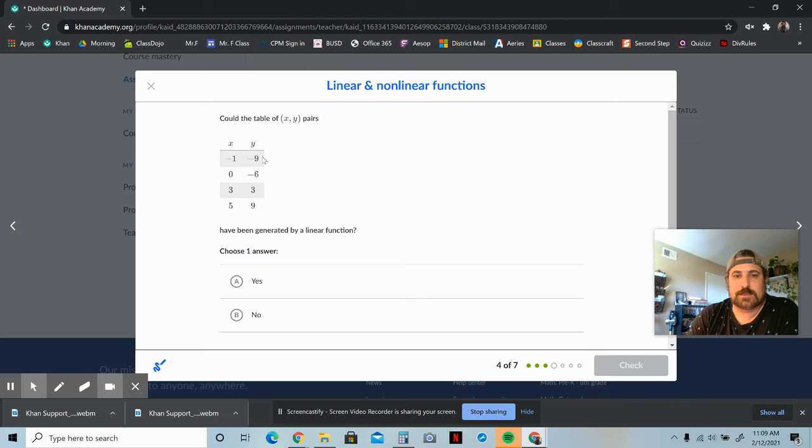Okay, given these values, let's see what the change in y is. Negative 9 to negative 6 is plus 3. Negative 1 to 0 is plus 1. So in this case, you've got a plus 3 change in y, a plus 1 change in x. That's 3 over 1. We expect the multiplier to be 3. We can even just make a rule for this one. What's negative 1 times 3? Negative 3. Negative 3 plus what equals negative 9? Negative 3 plus negative 6. Then 0 times 3 is 0. 0 minus 6 is negative 6. 3 times 3 is 9. 9 minus 6 is 3. Yep, works. 5 times 3 is 15. 15 minus 6 is 9. So yeah, this is y equals 3x minus 6 as a linear function. So yes.